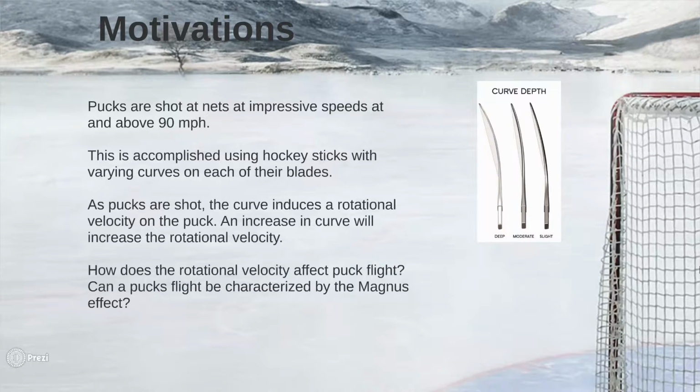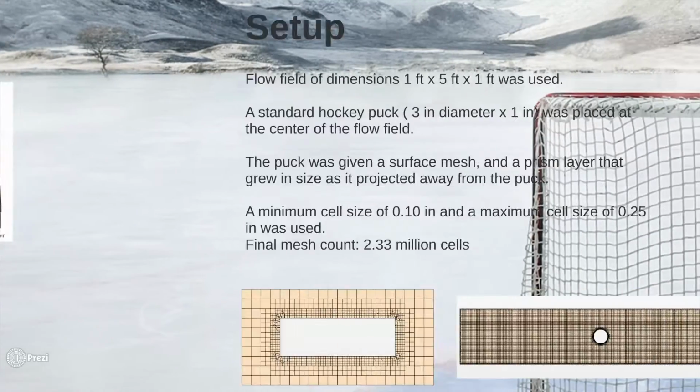And as pucks are shot, this curve induces a rotational velocity on the puck. An increasing curve will increase the rotational velocity. Well, how does this rotational velocity affect puck flight? Can a puck's flight be characterized by the Magnus effect?